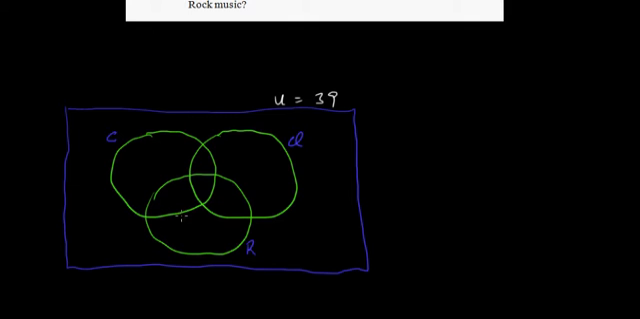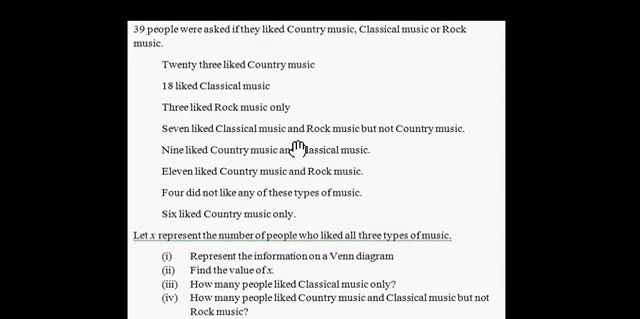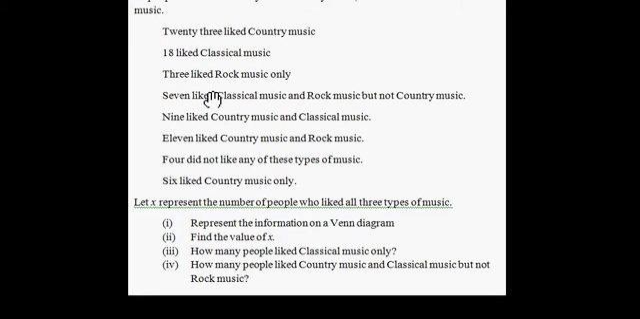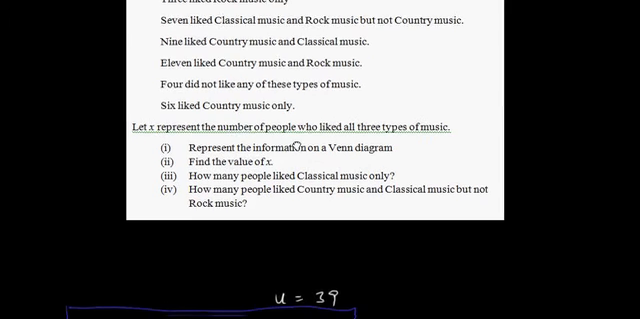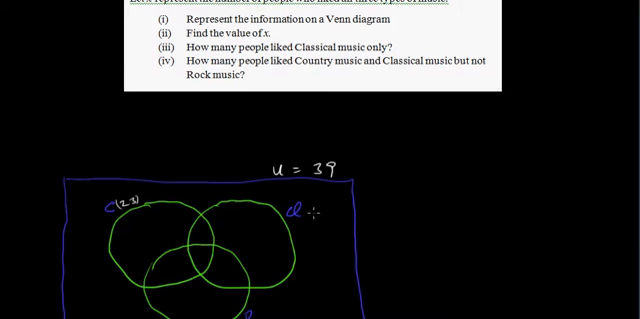Again, it's divided up into 4 sections. So we don't know how to split up that 23 people. So I'm going to just stick it here for the moment, just to remind me that 23 people liked country music. So classical and rock, I wonder are we given those as well? Let's see. 18 like classical, so I can put the 18 here. Again, I don't know how to split it up in here yet, so nothing I can do about that.